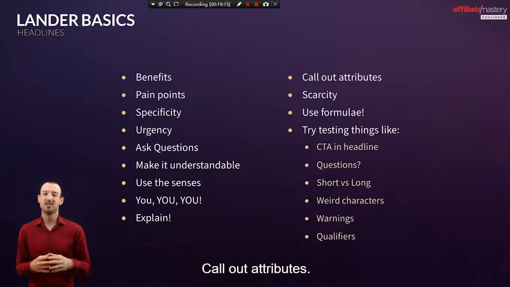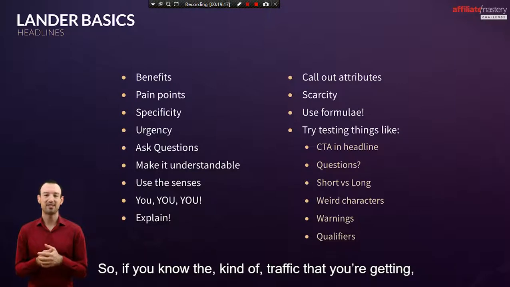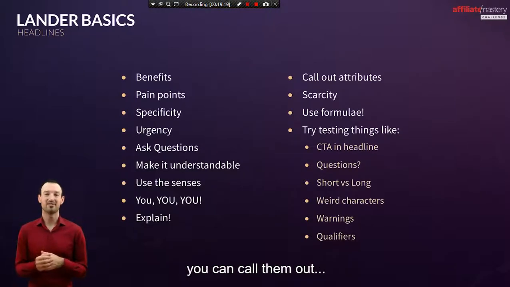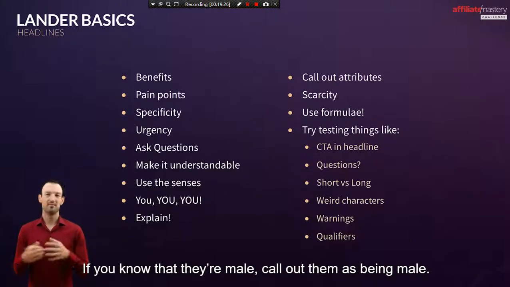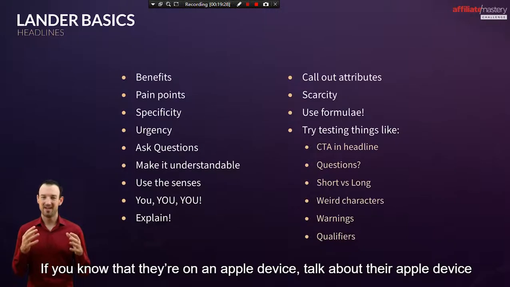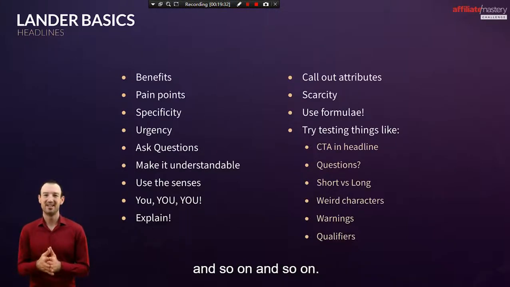Call out attributes. If you know the kind of traffic that you're getting, you can call them out on it. So if you know that they're a gamer, call out that they're a gamer. If you know that they're male, call them out as being male. If you know that they're on an Apple device, talk about their Apple device, and so on and so on.